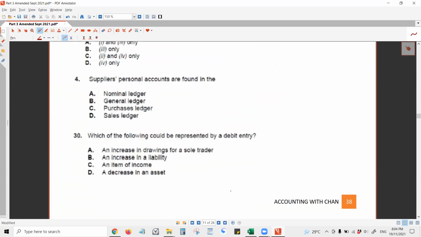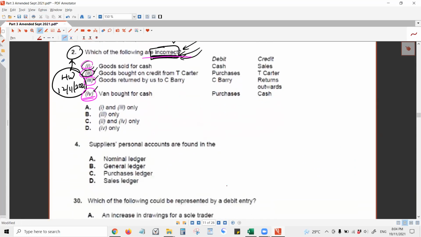Page 38, for those who just joined. First one, goods sold for cash, debit cash, credit sales. This is fine. This is correct. Is this the answer? No, you are looking for the incorrect ones. Therefore, A is out. Goods bought on credit from T-Cutter, debit purchases, credit T-Cutter, this is fine. Therefore, C is out because I see the two here.